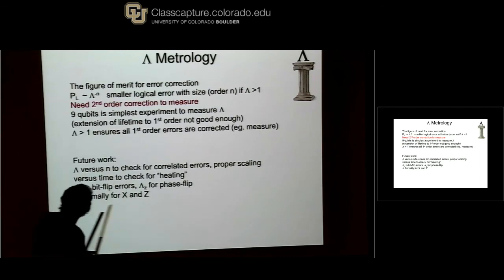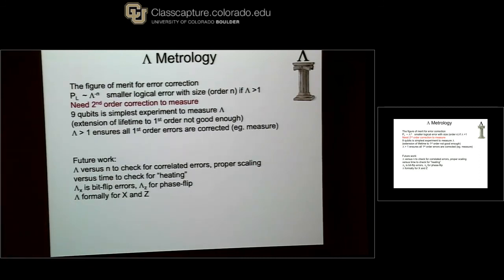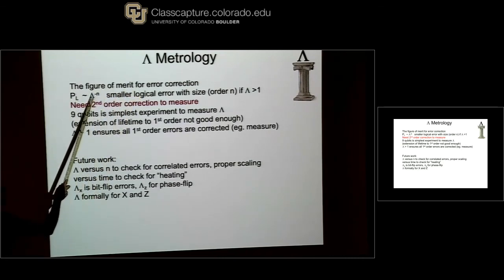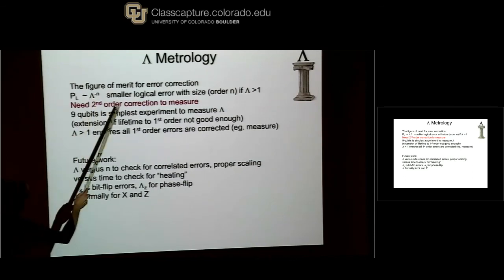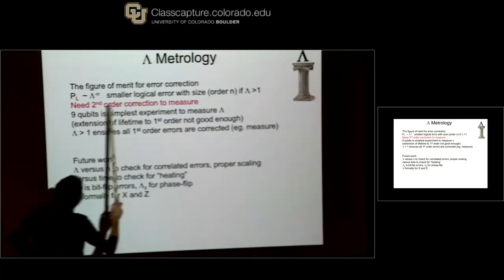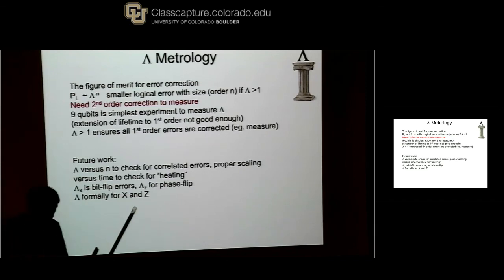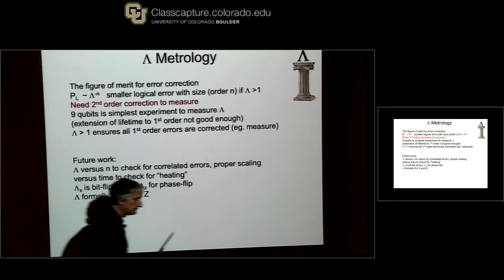So one of the interesting things is this lambda, 3.2. It's the figure of merit for error correction. The logical error goes as this lambda to the minus m. Once you get lambda bigger than 1, then all you have to do is make it bigger and bigger, and it makes it better and better. 9 qubits is the simplest experiment to measure lambda, at least for bit flip. And then what we want to do is make a 2D array so we can do bit flip and phase flip, do everything properly, and measure lambda for the full quantum system. That's the next thing to do.